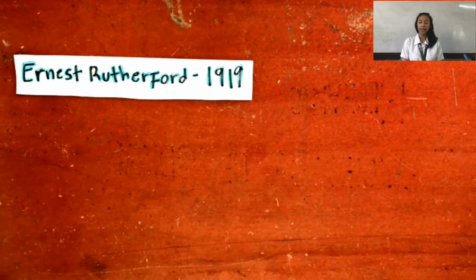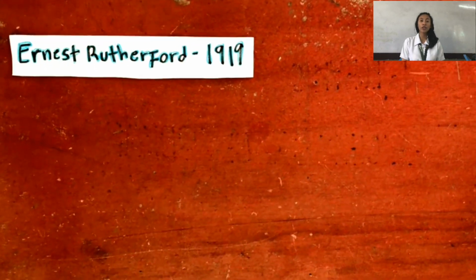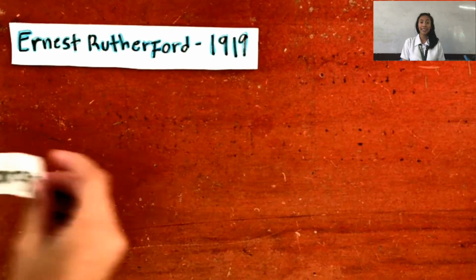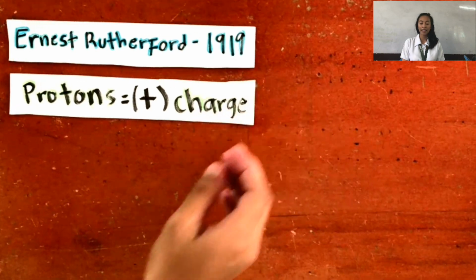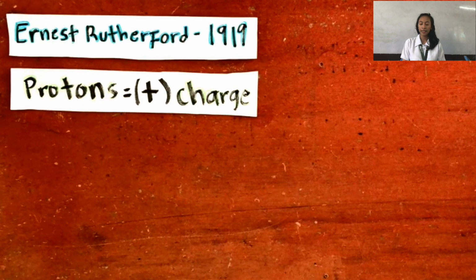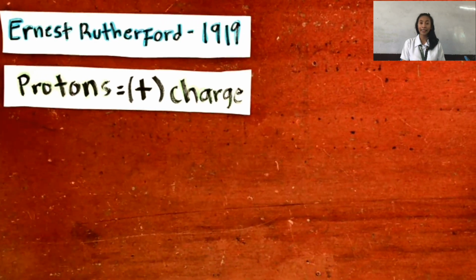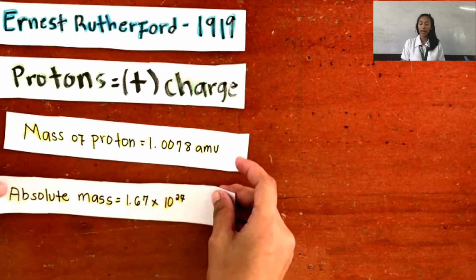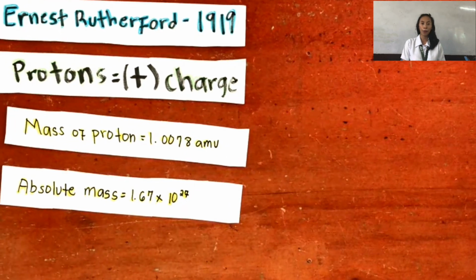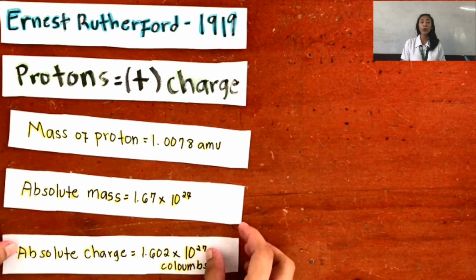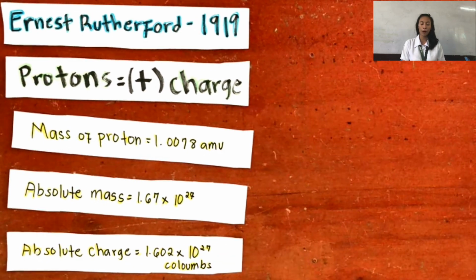Proton was discovered by Ernest Rutherford in 1919, and he performed his gold foil experiment. He concluded that protons exist in a nucleus and have a positive charge. The proton's mass is 1.0078 AMU, and the absolute mass of proton is 1.67 times 10 to the negative 27 power. And the absolute charge of proton is 1.602 times 10 to the negative 19 power.